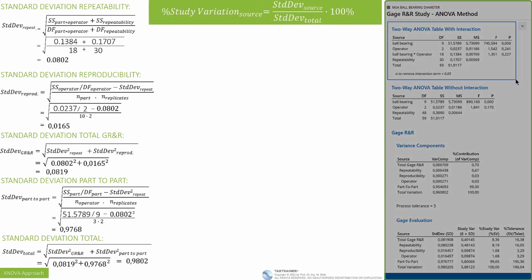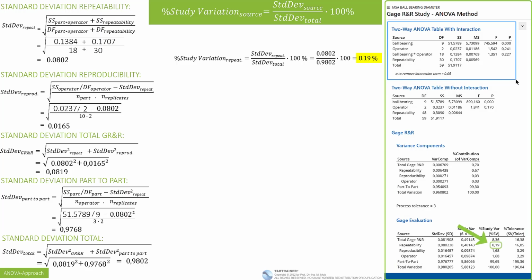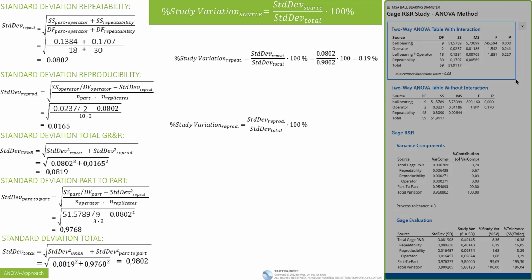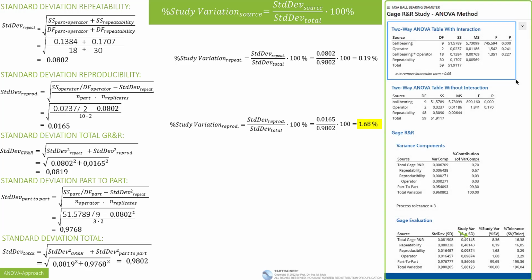Finally, we have to relate the respective standard deviations to this total variation, and multiply it by 100%. This results in a percentage of study variation for the repeatability of 8.19%. We find this value in the output window at this point. For the reproducibility, the percentage of study variation with regards to the total variation is 1.68%. We find this value in the output window at this point.